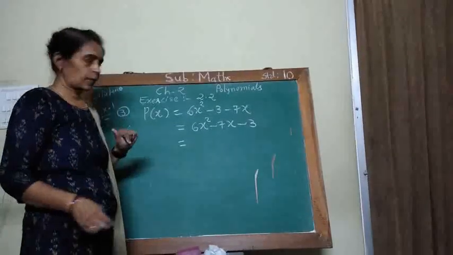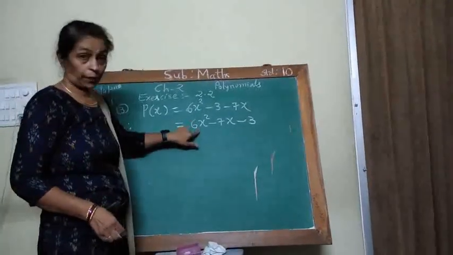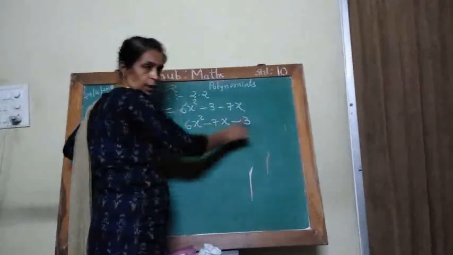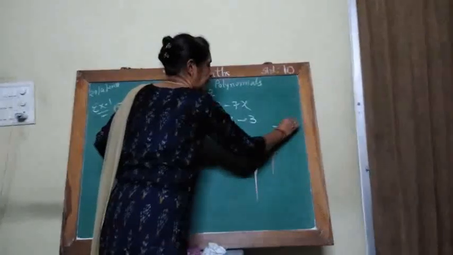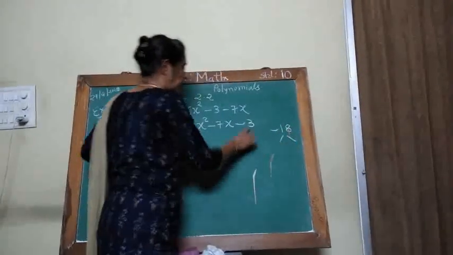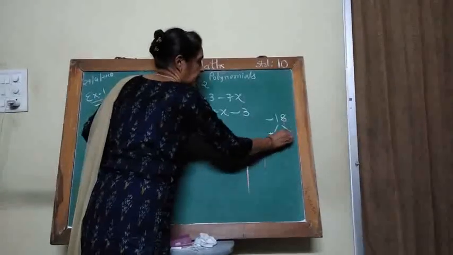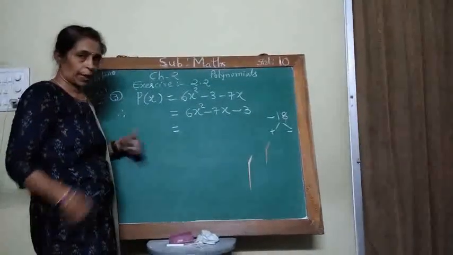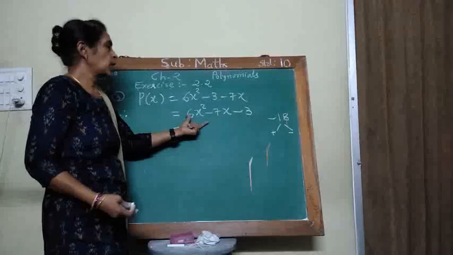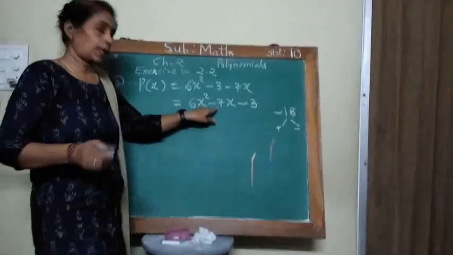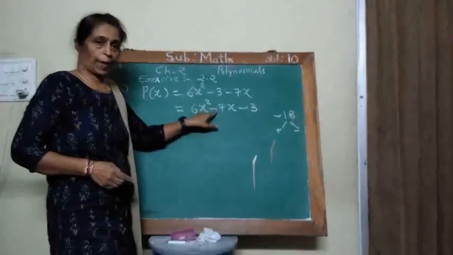In the first sum I have done factorizing. This is not a perfect square polynomial. So 6 into 3 is 18, so minus 18. The product of these two is minus 18. Put plus minus. Factorize this by making 4 terms from 3 terms. So that product is minus 18, and the addition or subtraction must be minus 7.